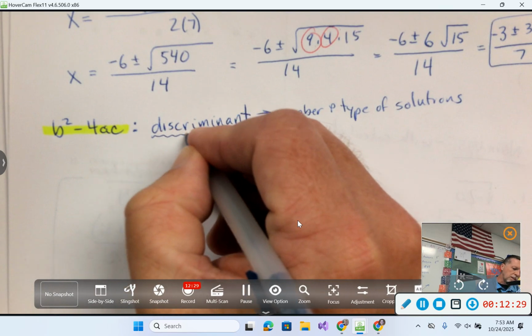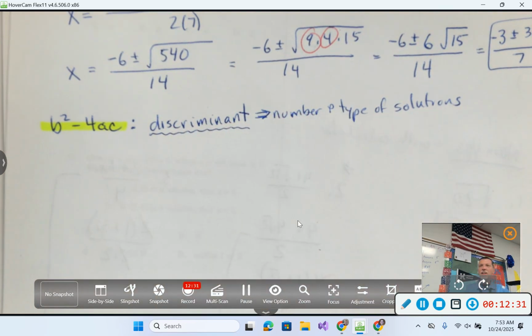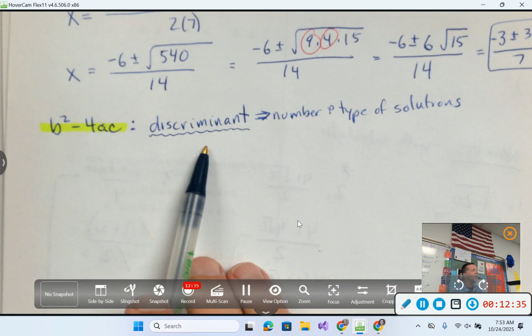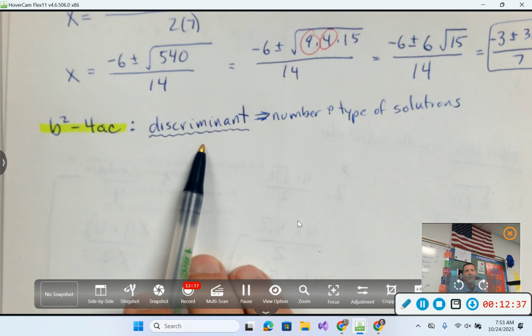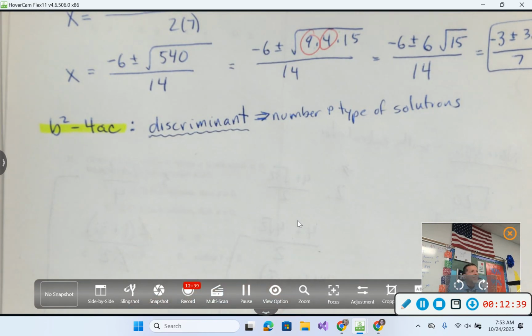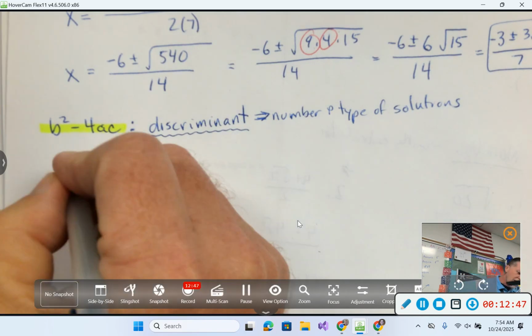The discriminant there, if that sounds like discrimination, it's because it is, but it's not like the bad discrimination. But it does discriminate in terms of it separates into what types of solutions you get. So it's not the bad discrimination, it's the math discrimination.